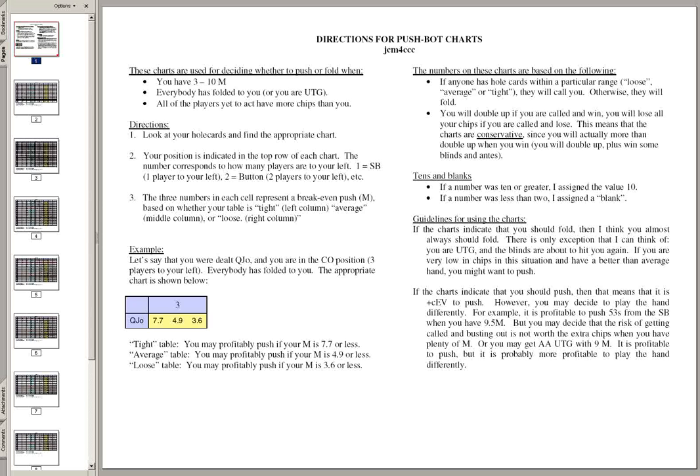Anything less than 10 is considered a low M. That means the blinds are large. Anything above is considered medium or large.